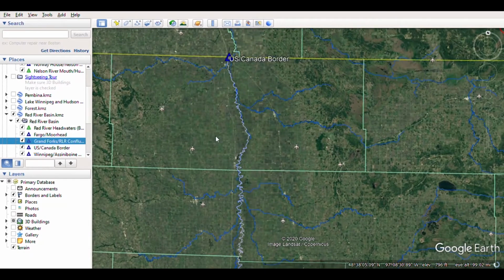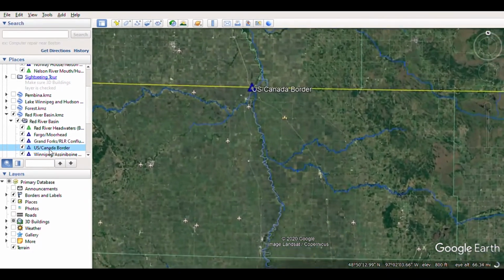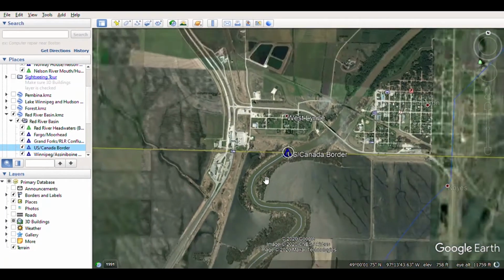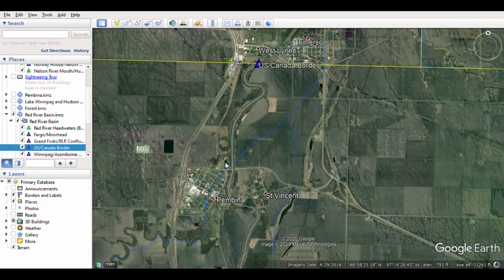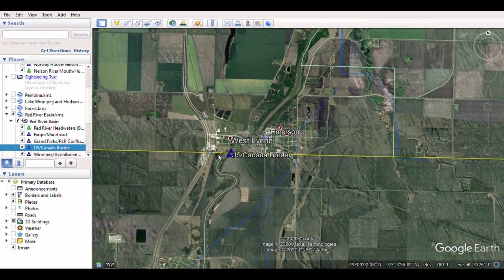And as we zoom in here, we reach the town of Pembina on the American side. Here we have the Pembina River, which flows into the Red River, and the Red River then flows north into Canada. It does not need to stop at the customs center there. It just flows north. Does not need a passport because it knows no political boundaries.